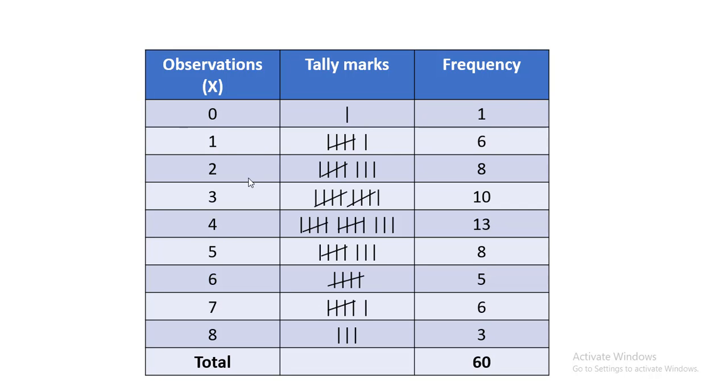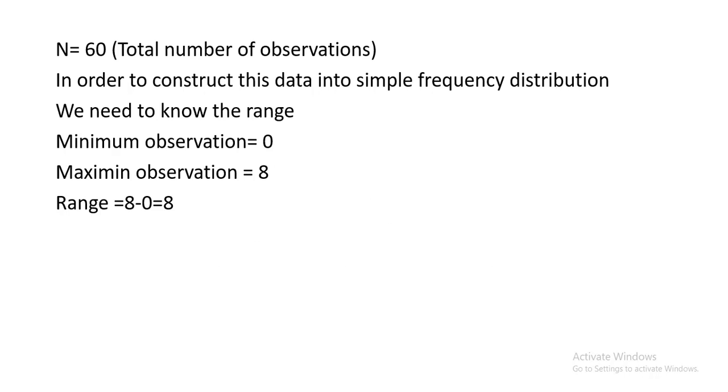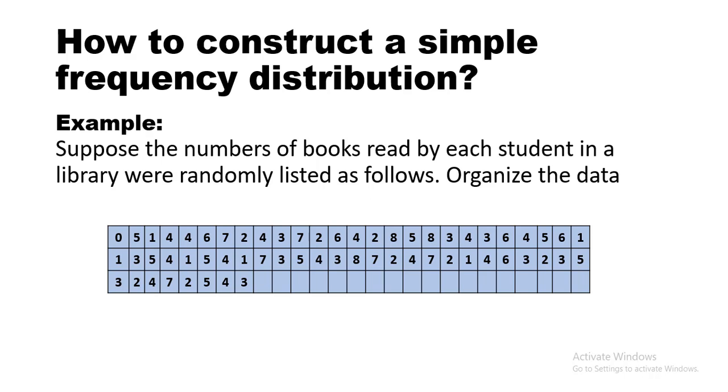If I go back to the table, I need to see how many times 0 is appearing in this complete data. Here I can see that 0 is appearing only once. So the frequency for 0 is 1. Now I need to check how many times the value 1 is appearing in the data. As you can see, 1 is here: 1, 2, 3, 4, 5, and 6. So 1 is appearing 6 times.